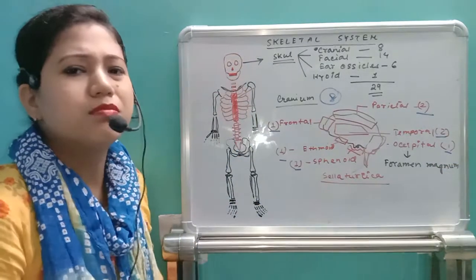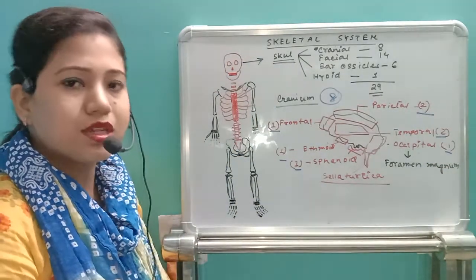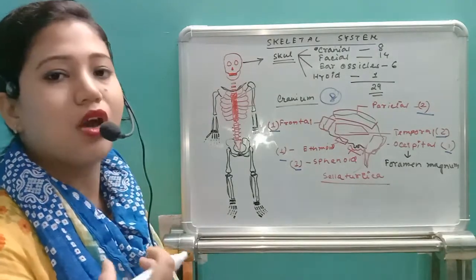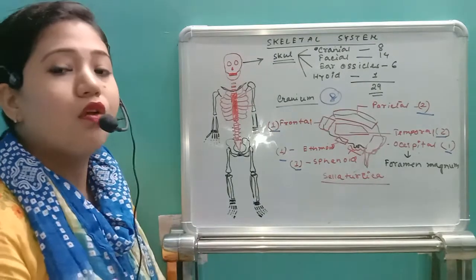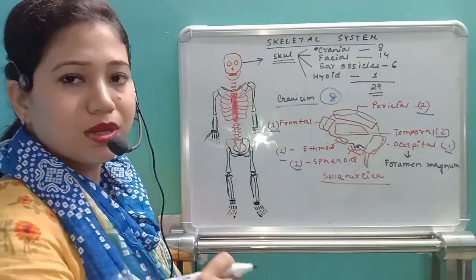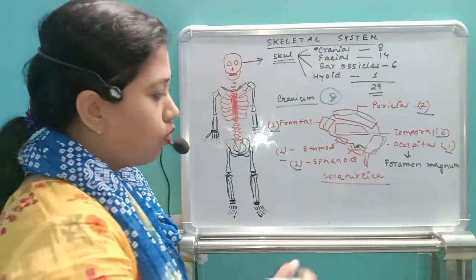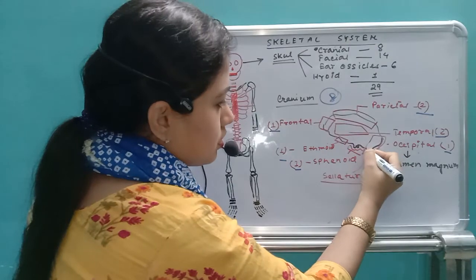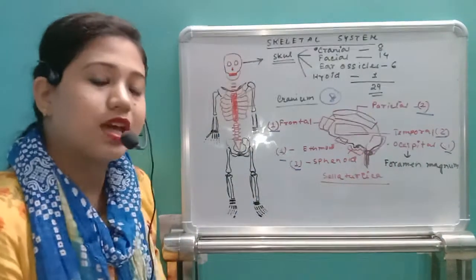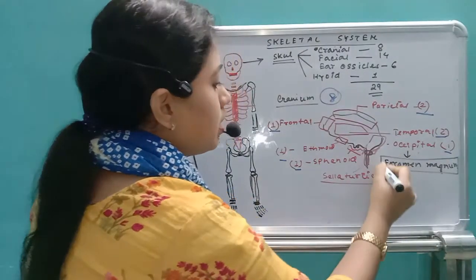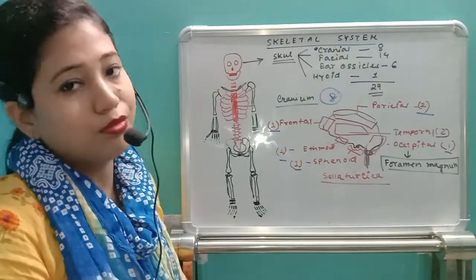Foramen means opening and magnum means largest. So the largest opening present in the occipital bone is called the foramen magnum. This foramen magnum is actually the hole from which the brain can extend. So this is the hole here. Foramen magnum, from where the spinal cord extends from the brain.